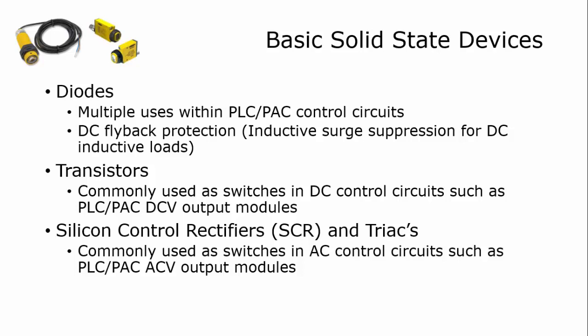There's also transistors. Transistors are commonly used as switches in DC control circuits. So the transistor becomes the switch, but there's no moving parts. There's no contacts that open and close. And then there's silicon controlled rectifiers and Triacs. And these are also switches that have no moving parts, no contacts, no wipers, no poles. But these guys are used in AC control circuits.